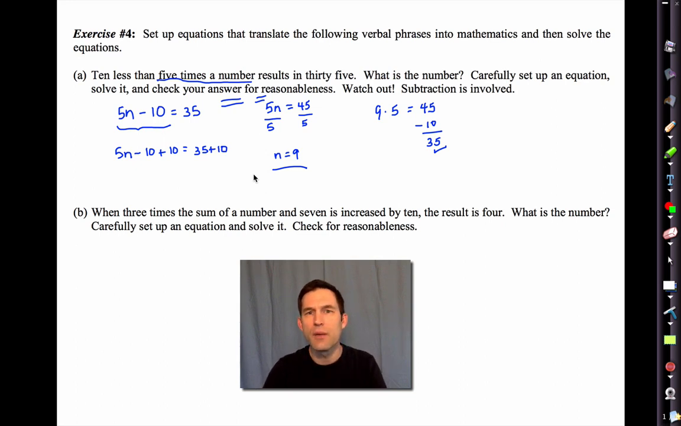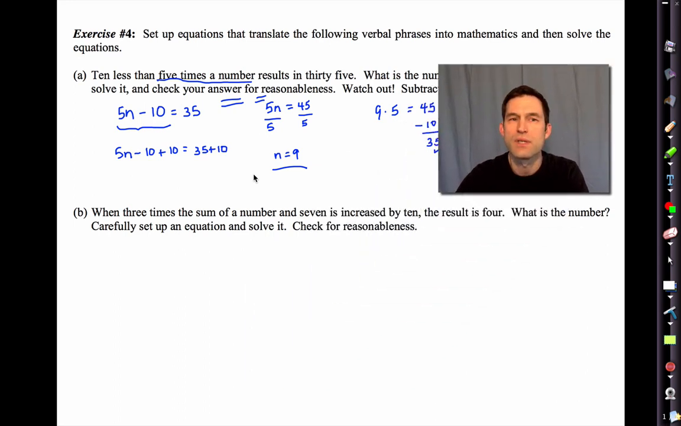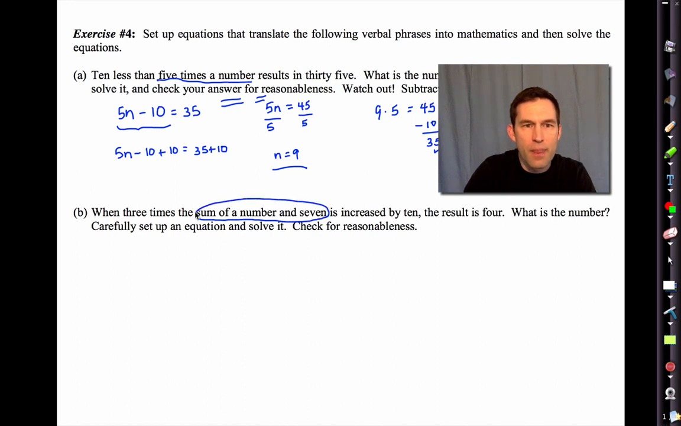Let's take a look at B. It's a little bit trickier. Read over the text, and then I'll read it out loud to you. This one's a little bit harder. When 3 times the sum of a number, oh boy, is that an important phrase, the sum of a number and 7, is increased by 10, the result is 4.